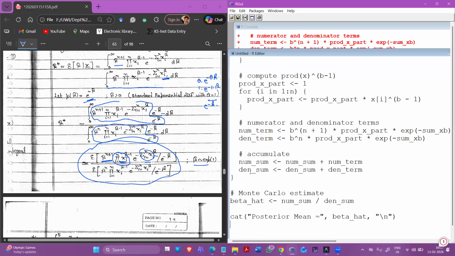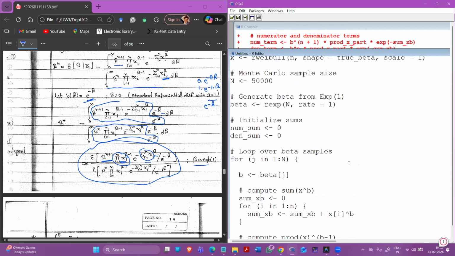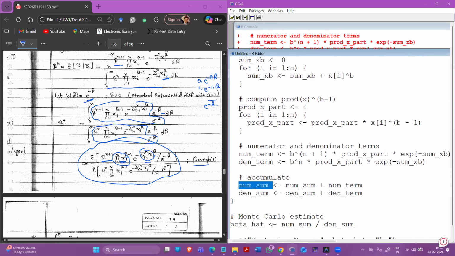And in the denominator, what we have? Beta raised to the power n, and other terms will remain as they are. Product of x part and e raised to the power minus sum of xi to the beta. So we are going to find out the total sum because we are running 50,000 times. So here the numerator sum is numerator sum plus numerator term. That is your numerator term, and numerator sum started from 0. So everything should be accumulated in the numerator sum only, and similarly for the denominator.